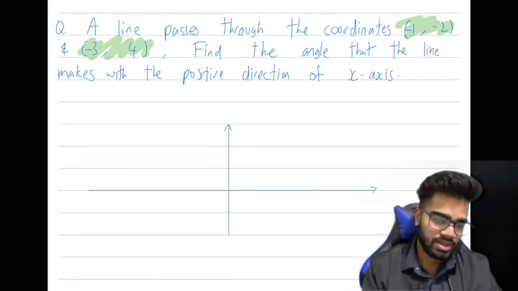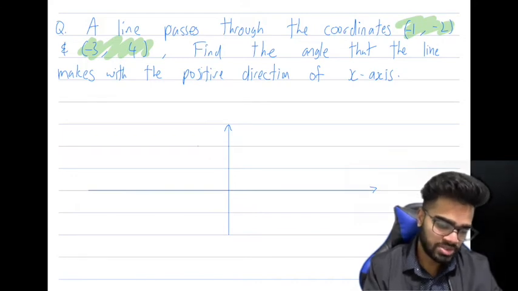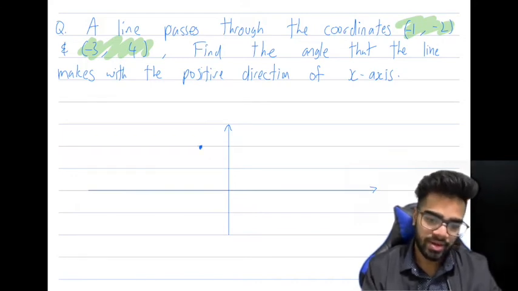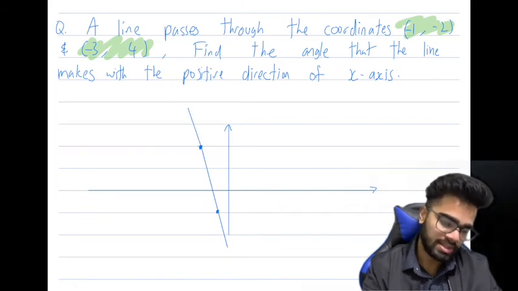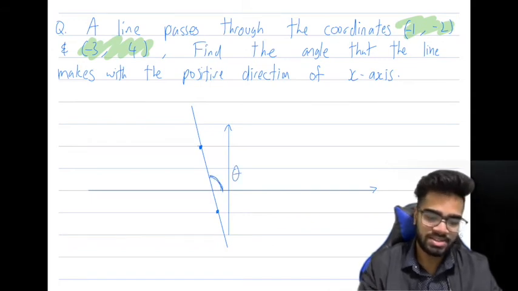All right, let's see. So we have negative 3 and 4, which is roughly over here. And then we have negative 1 and negative 2, which is roughly over there. As you can see, it's a pretty steep negative gradient. So the line that goes through both these coordinates is something like this. And we need to find the angle that it makes with the positive direction of the x-axis, which means it's this angle here. That's the angle theta, let's say, we need to find.